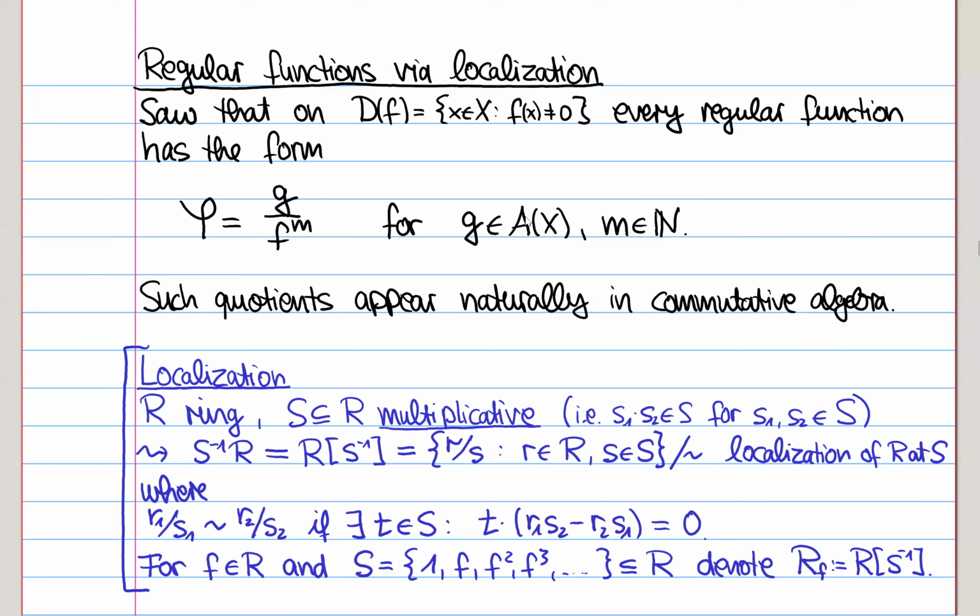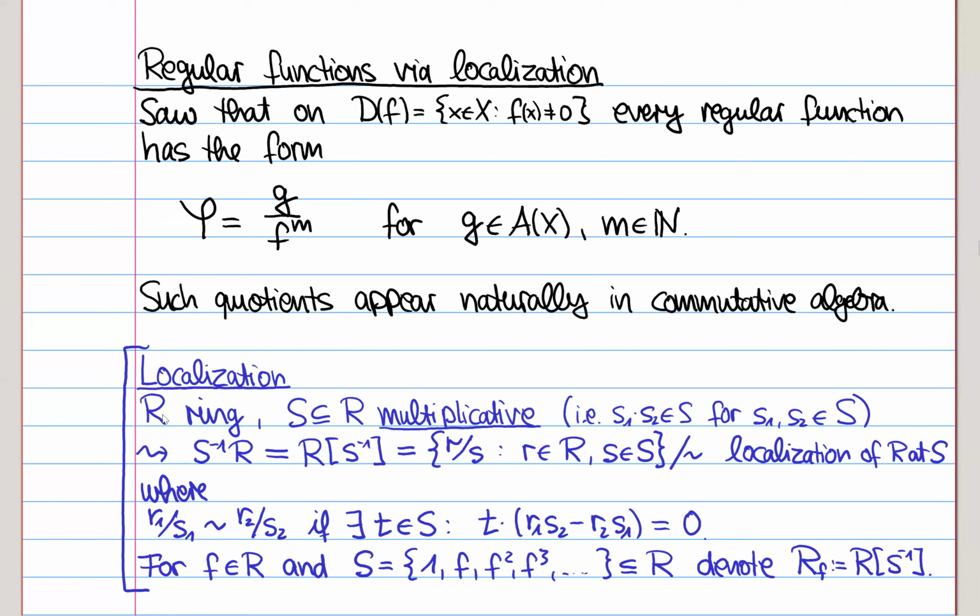So in the last video, we saw that on these basic open sets D(f), every regular function phi has the form g divided by some power of f, where g is some polynomial function. And in this short video, I want to point out that such quotients already appear naturally in commutative algebra in the context of localization.